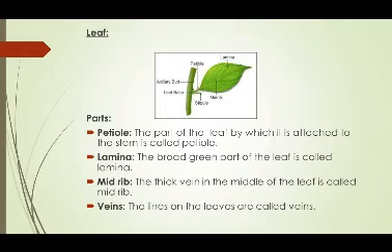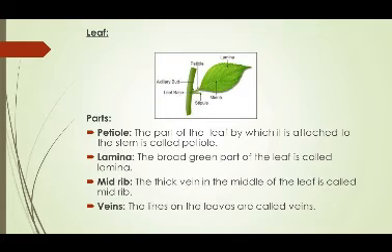Now, second is parallel venation. If the veins are parallel to one another, it is called parallel venation. As examples, rice, wheat, maize, grass, etc. Plants with parallel venation have fibrous roots. Now this is very interesting: reticulate venation has taproot and parallel venation has fibrous root. By seeing the leaf, we can find out whether the root is a taproot or a fibrous root.